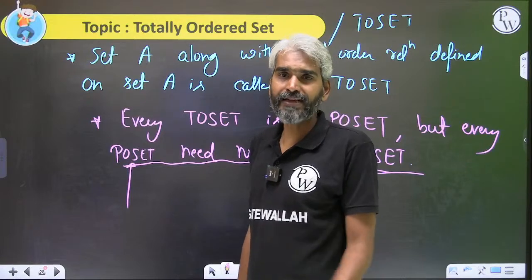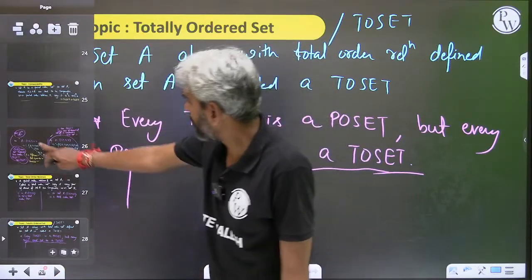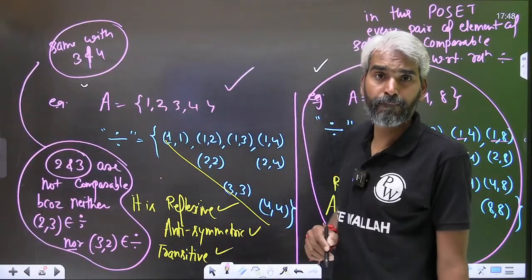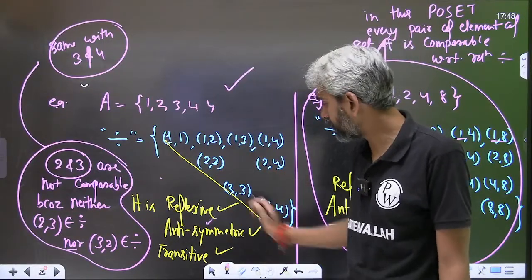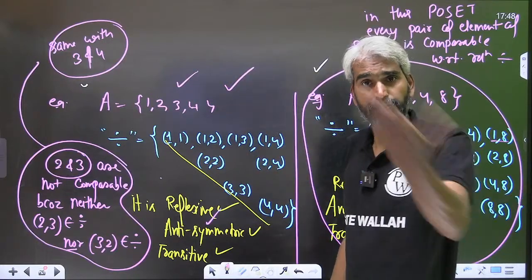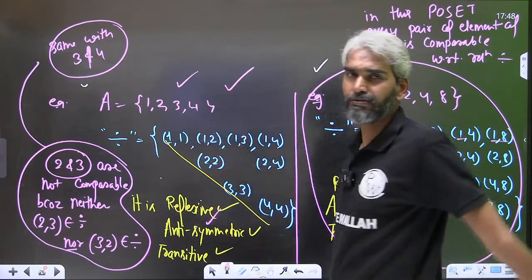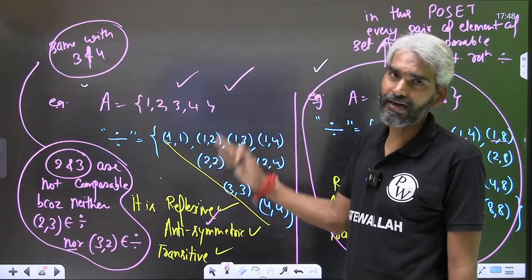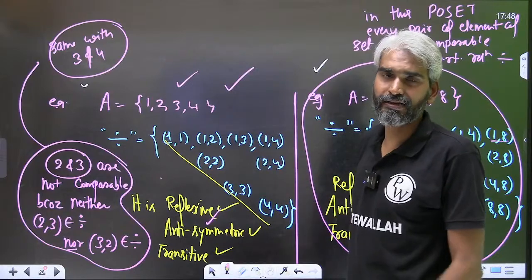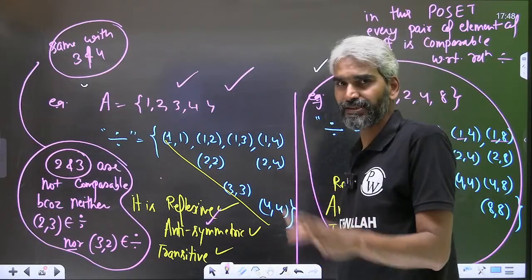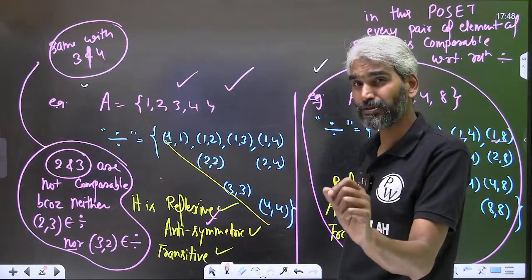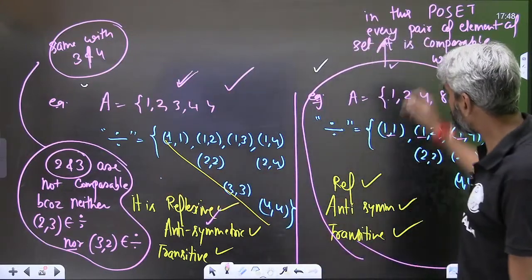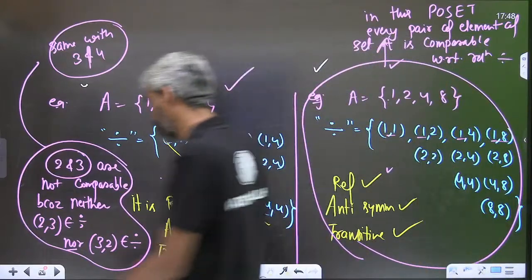If there are some pairs which are not comparable, it does not mean that it is not a poset. It is actually a poset because it's a partial order relation on set A. It does not matter whether all pairs of elements are comparable or not. If the relation is reflexive, antisymmetric and transitive, then the set along with that relation will be a poset. So every toset will be a poset, but a poset need not be a toset. It may or may not be. So this is a poset which is not a toset, and this is a poset which is also a toset.